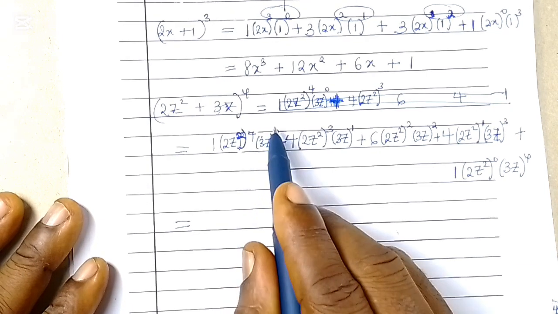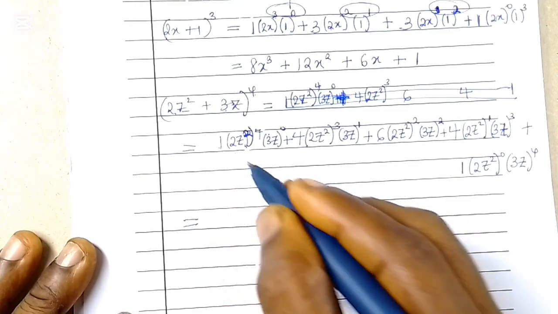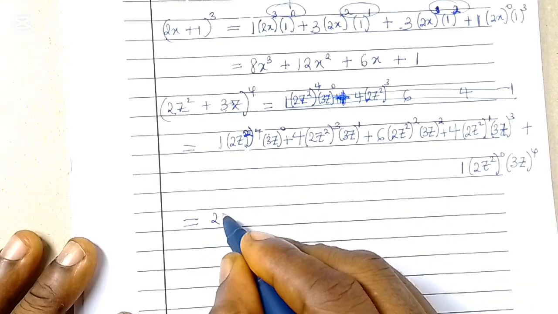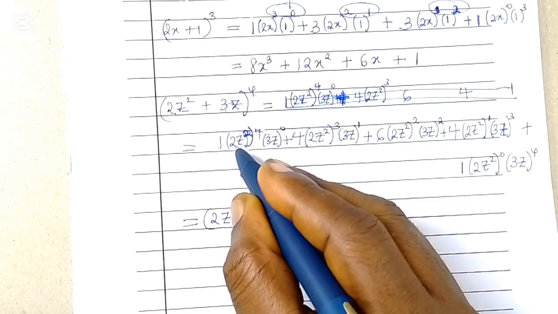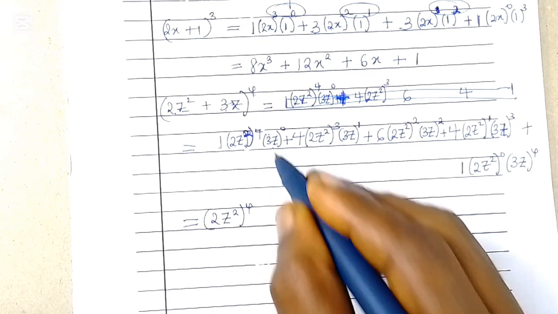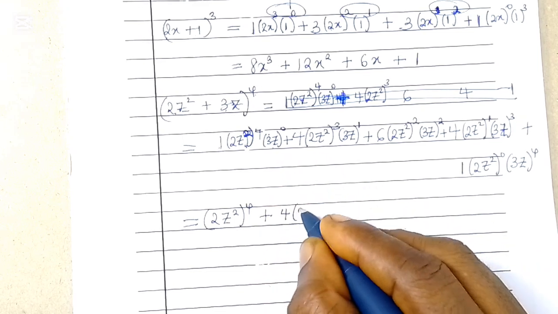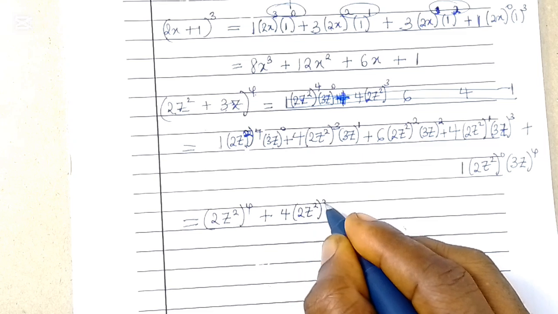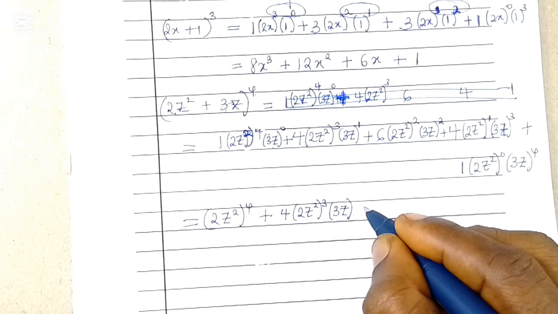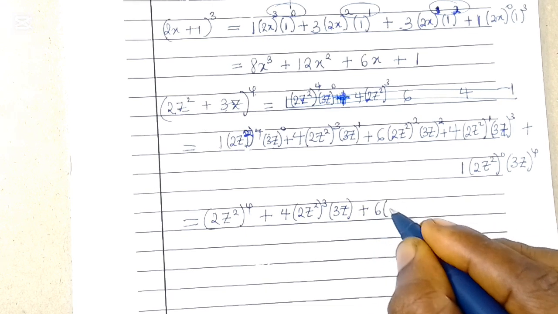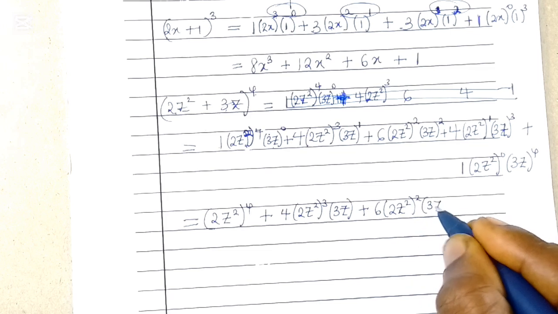Now, 3z raised to power 0, anything raised to power 0 is 1. So, I'll have 1 multiplying this 1 to give 1. So, let's bring this down here. 2z squared raised to the power of 4 is what will remain here, because this will multiply 1 and it will multiply 1. So, let's come over here. 4 in bracket 2z squared raised to the power of 3 times 3z, because 3z raised to the power 1 is 3z. Then plus, this is 6 times 2z squared raised to the power of 2 times 3z squared.